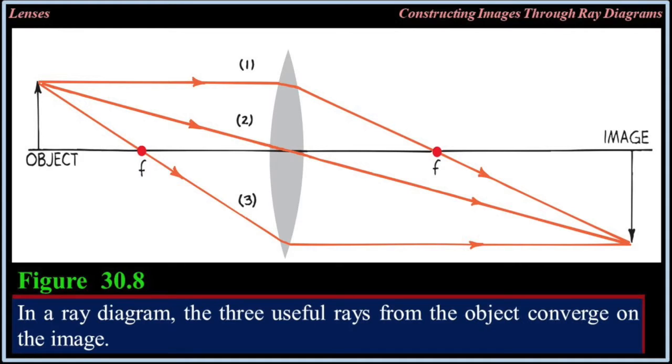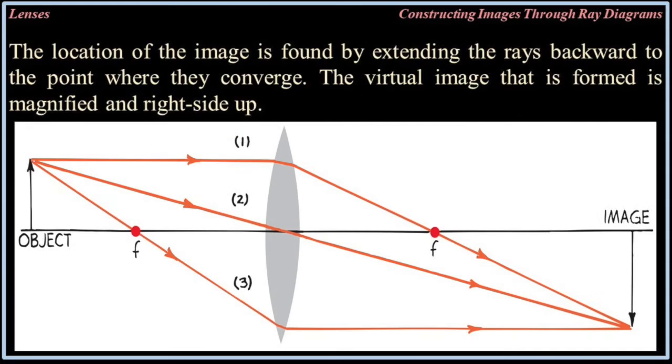Figure 30.8. In a ray diagram, the three useful rays from the object converge on the image. The location of the image is found by extending the rays backwards to the point where they converge. The virtual image that is formed is magnified and right side up. You have three distinct rays. The first ray goes from the tip of the object through the top of the lens, through the focal point between the lens and the image to the tip of the image.